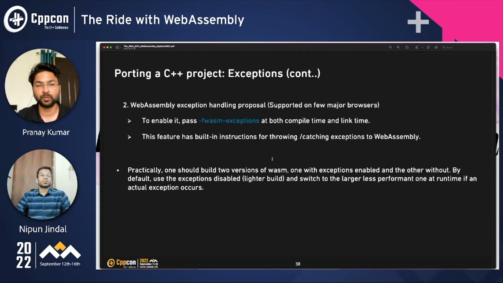Practically speaking, one should build two versions of WASM, one with exceptions enabled, the other one without it. So in a production environment at runtime, you go by default with the disabled build, and if an exception occurs, you can switch to the less performant, enabled build.